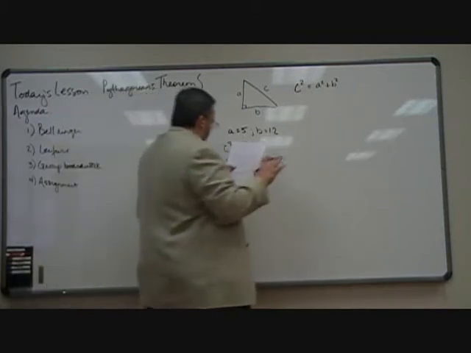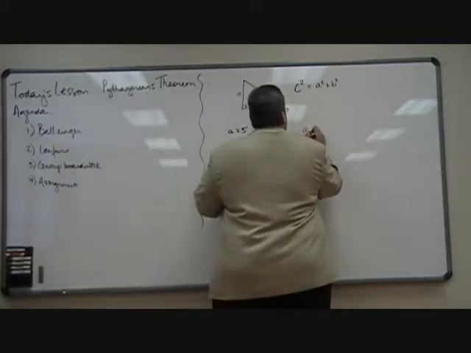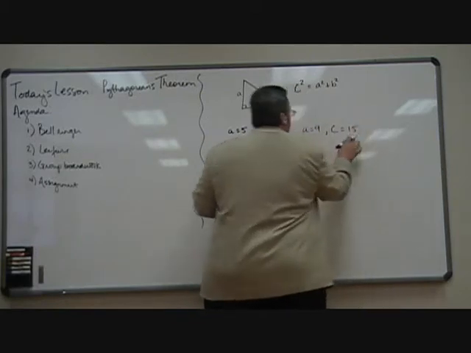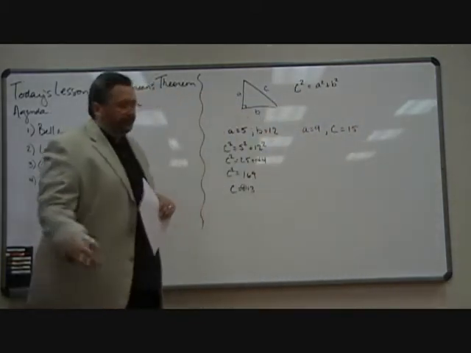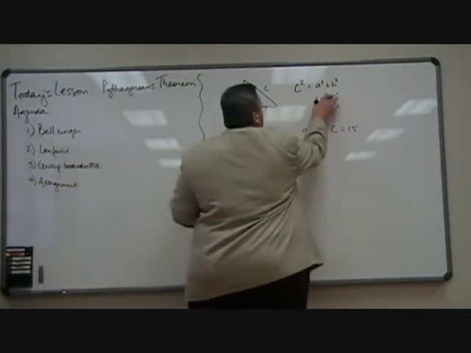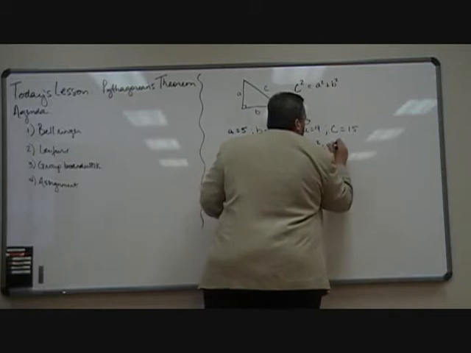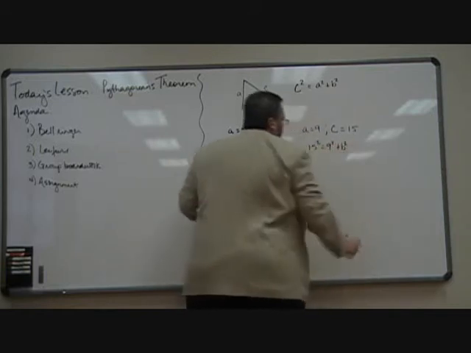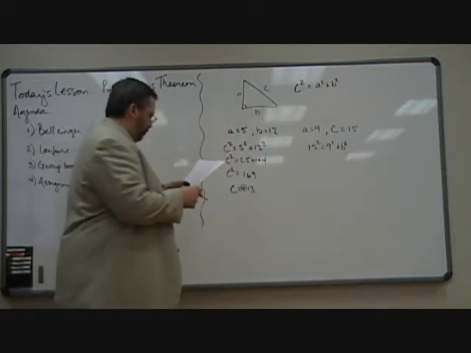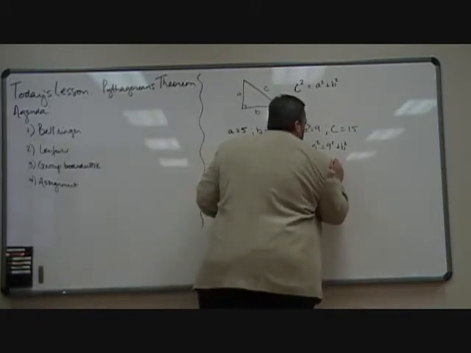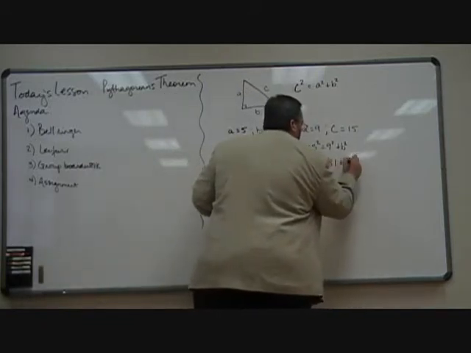Let's take a look at a slightly different example. Let's say we have A equals 9, and this time the length of the hypotenuse is given. Again, we take these numbers and plug them in here. We have 15 squared equals 9 squared plus B squared. Okay? 15 squared is 225. 9 squared is 81. Keep the B squared.